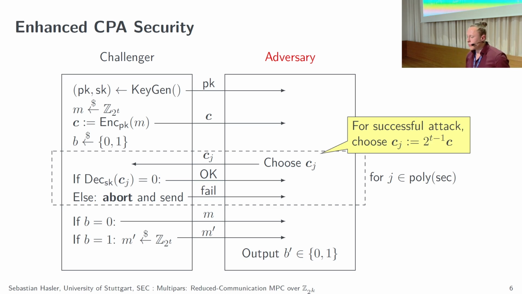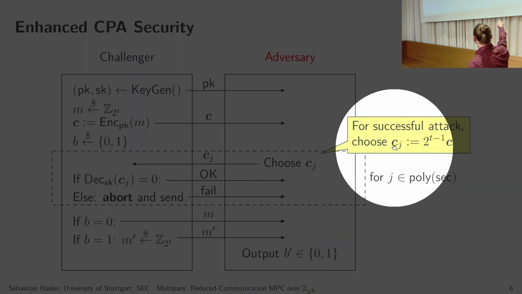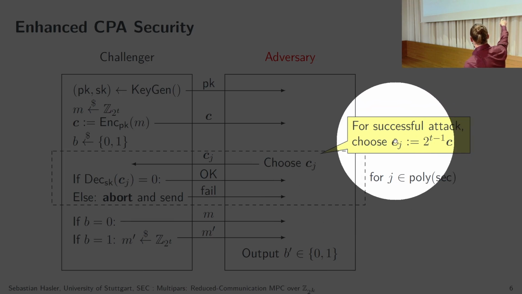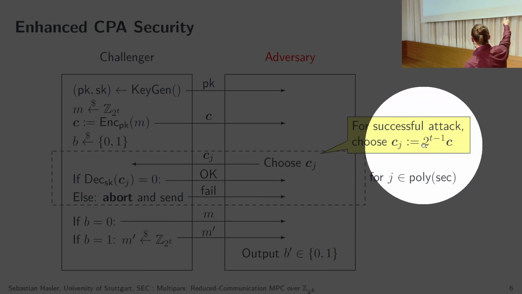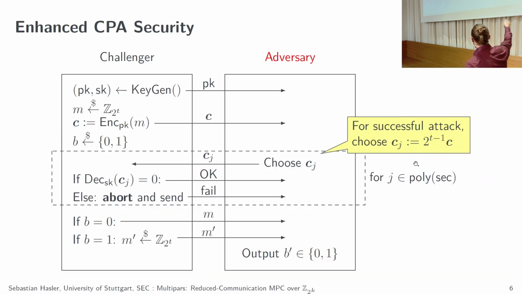if we are over Z_2^k, we can easily perform a successful attack by doing basically the same again, which was also done in the previous attack on the actual protocol: just choose C_j as 2^(t-1) times c, and then from whether we get OK or fail back, we basically learn whether the message was even or odd.